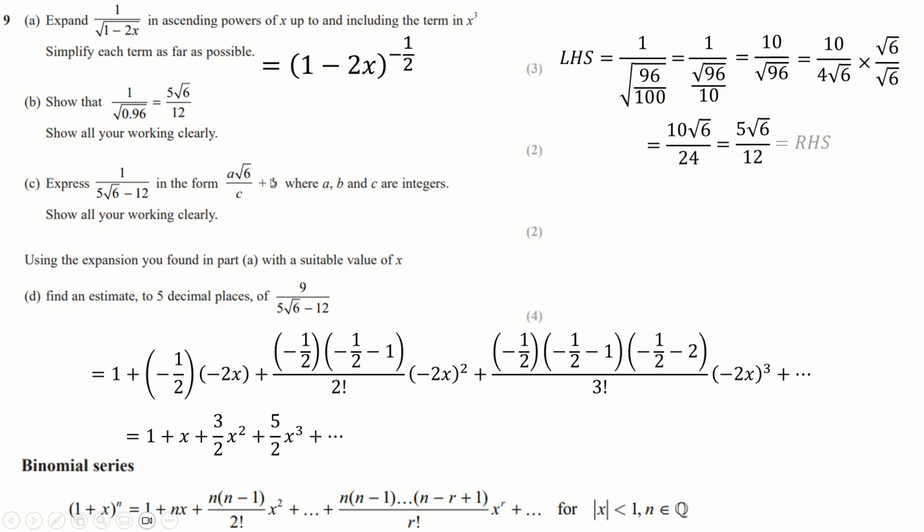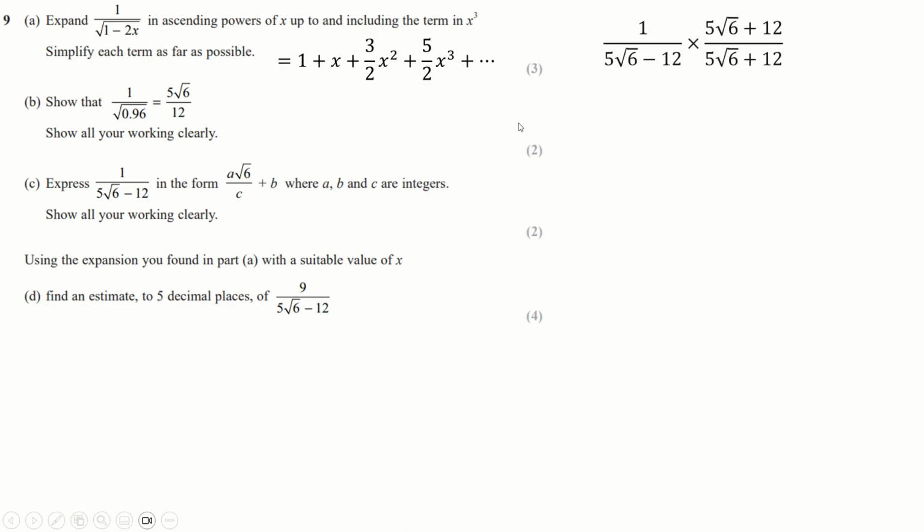Express this in this form, so this is just more rationalizing, I guess. So start here, rationalize by timesing by the conjugate. 1 times this is obviously just the top bit. 5 times 5 is 25. Root 6 times root 6 is 6. 25 times 6 is 150. The cross terms will cancel because of the plus minus by design. And then minus 144. This makes 6 on the bottom.